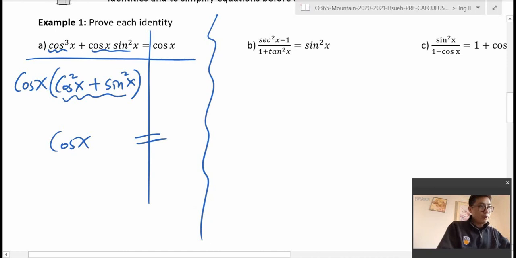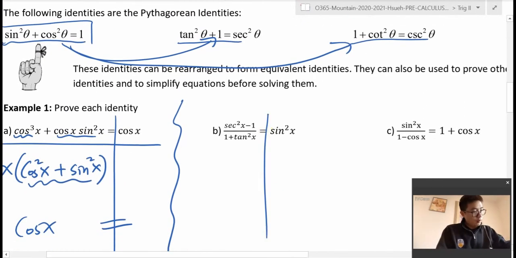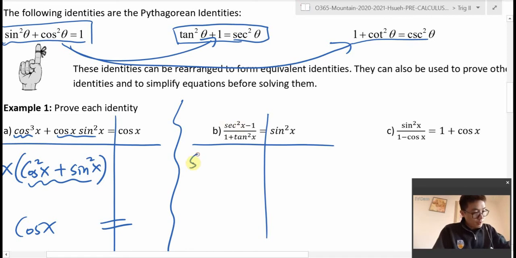Second one, part B. Again, we could change everything to sine and cosine. Or in this case, we see that we have 1 plus tangent squared in the denominator, which we can apply directly right away. We have tangent squared plus 1 is equal to secant squared. This is written as 1 plus tangent squared, which is the same thing as tangent squared plus 1. So we can rewrite this as secant squared x minus 1 divided by secant squared x.